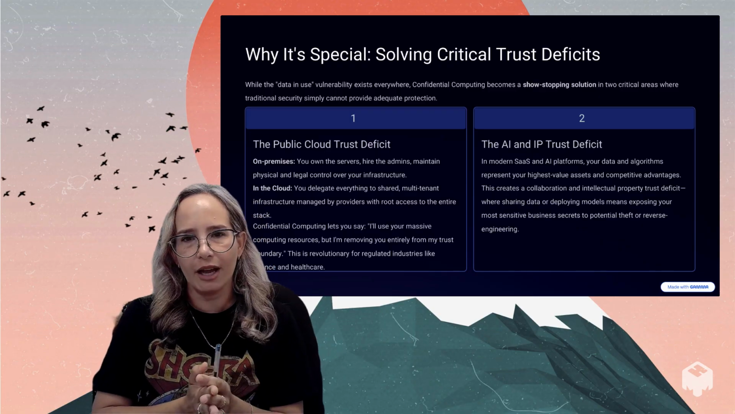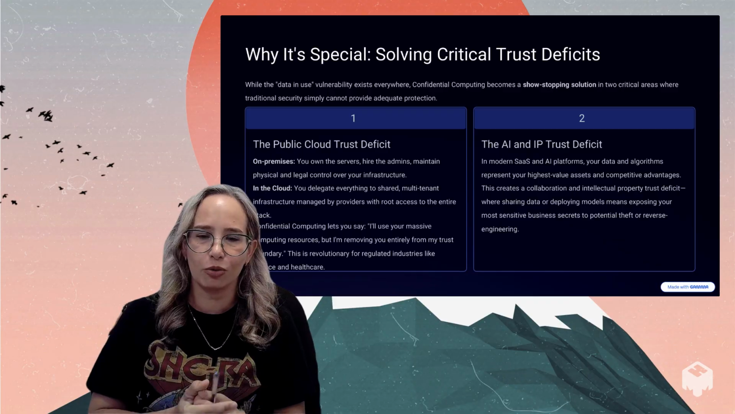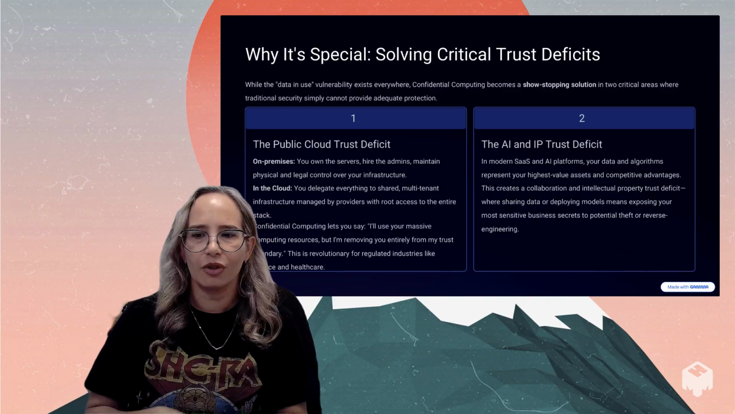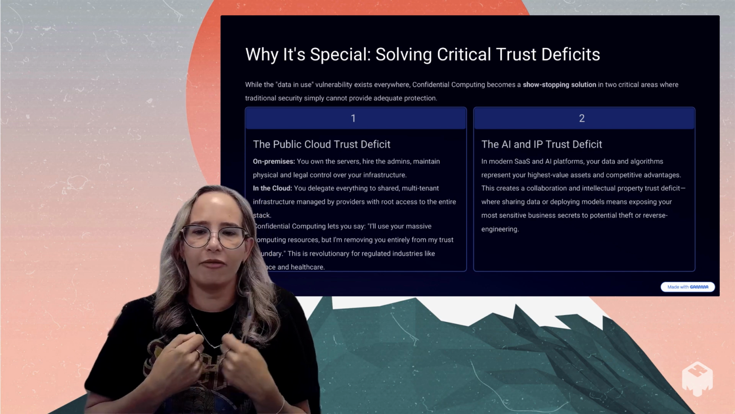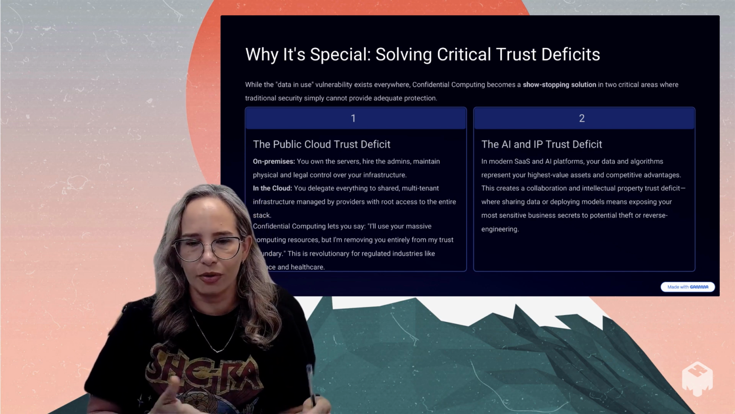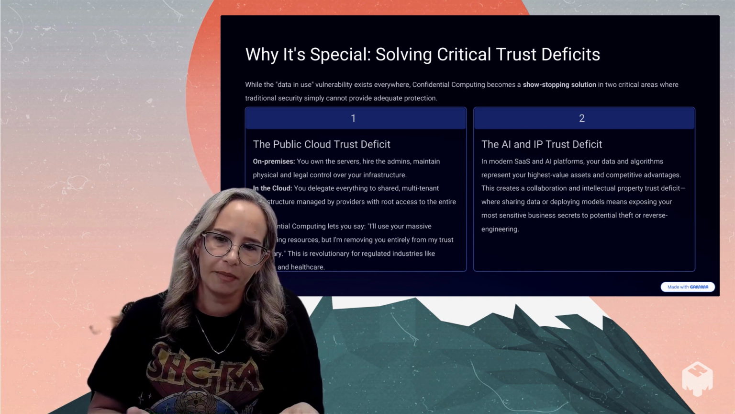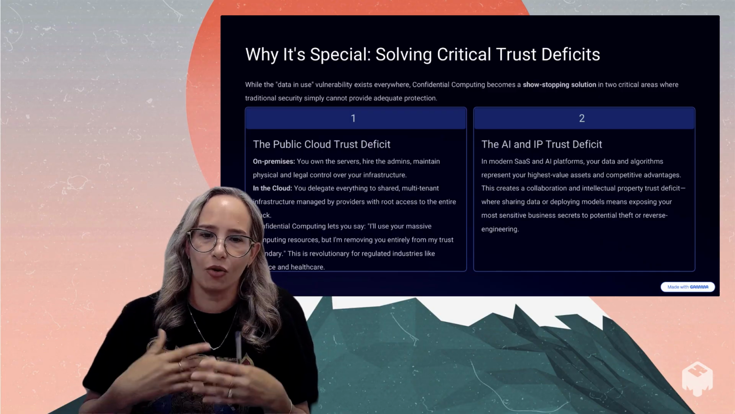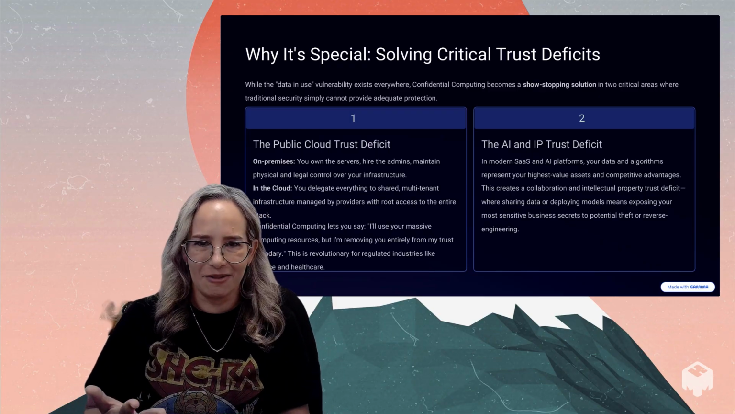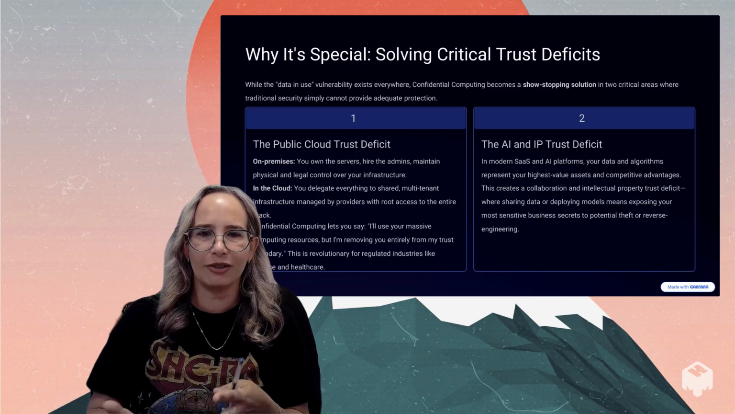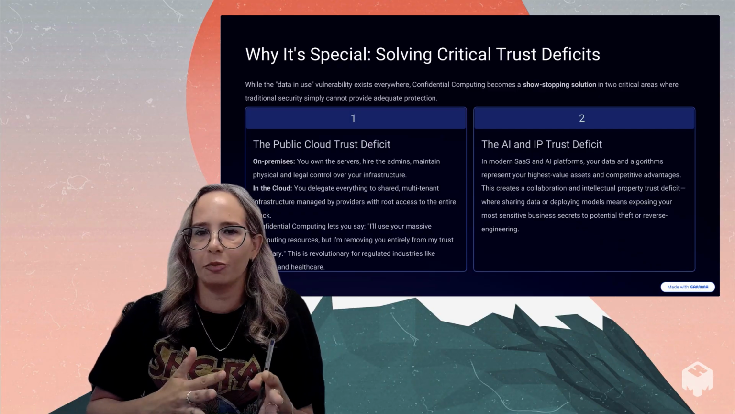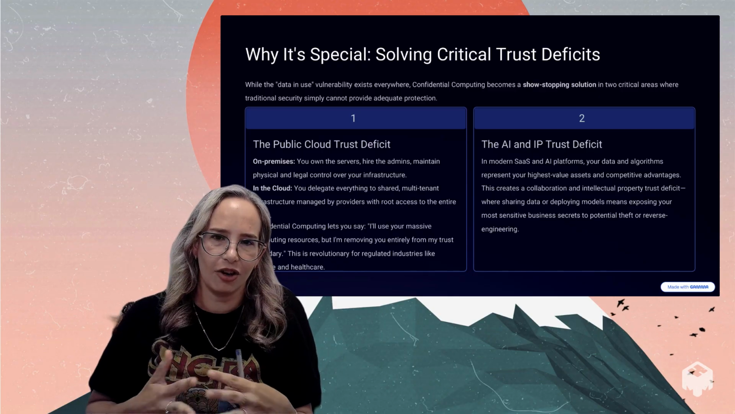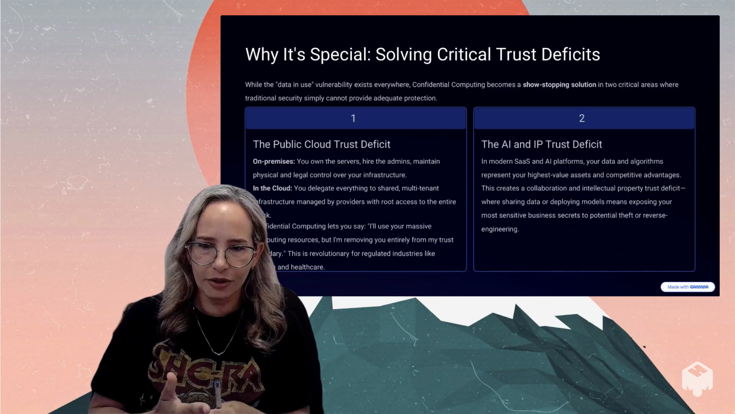The first area is in the public cloud. We are here to talk about the cloud. On-prem, you own the servers, you hire the team, you have physical access to all the servers, you have the legal control on them. But in the cloud, as you know, you delegate all of that or most of that. We all know about the shared responsibility model, so some things we are in charge of, but others are still in charge by the cloud provider.